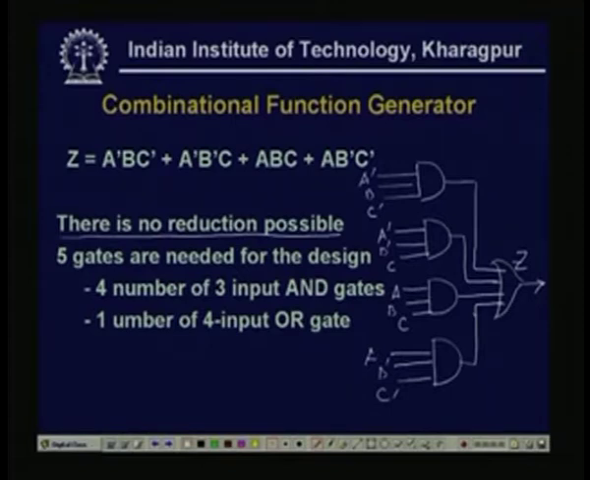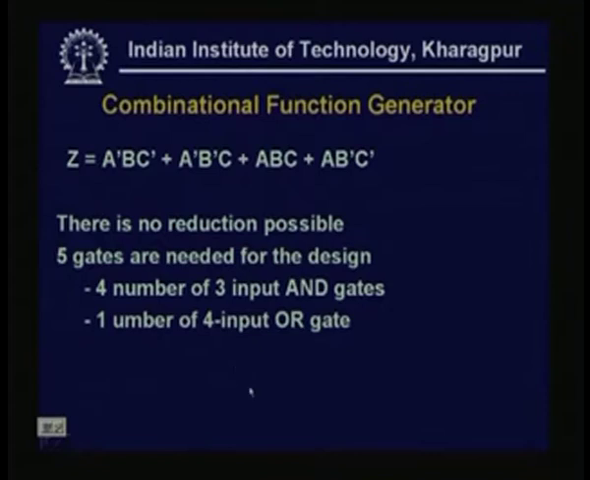Now, typically or traditionally, instead of this 3 input AND gate, we can take 2 input AND gates. Instead of this 4 input OR gate, we can take a 2 input OR gate followed by another 2 input OR gate. That means this 4 input OR gate, as I already mentioned, can be realized with 2 input OR gates. So this will be the same thing.